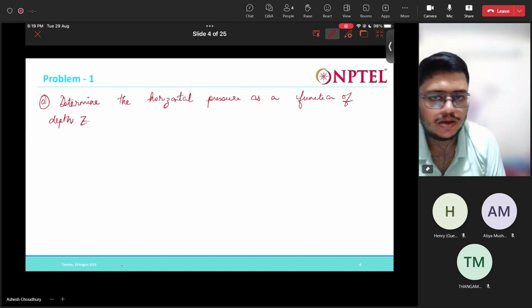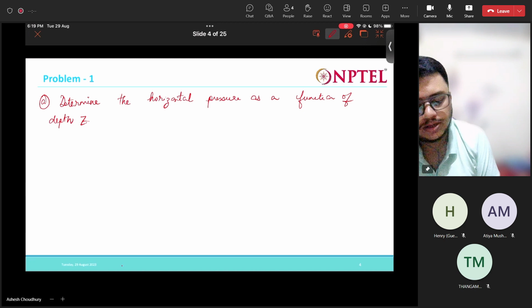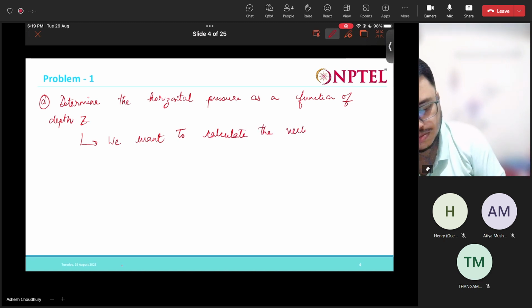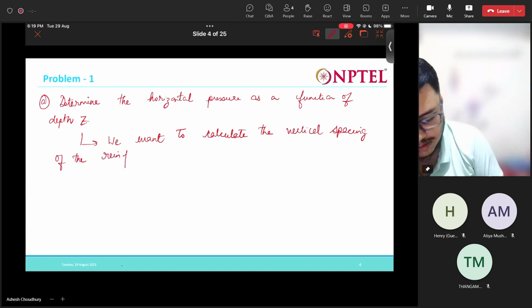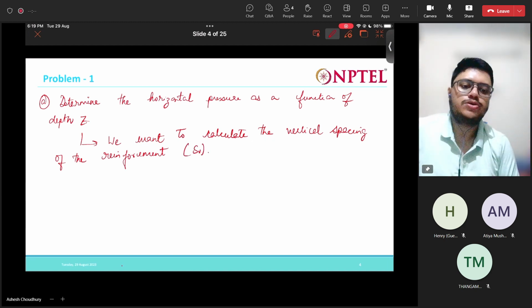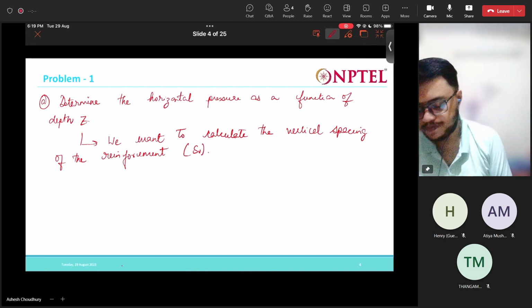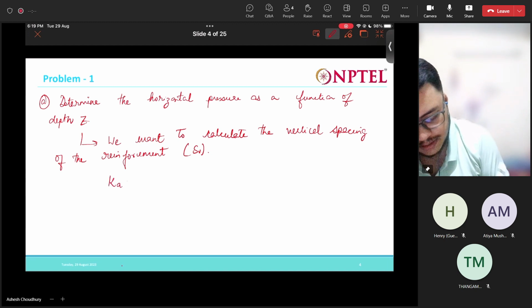And why are we determining this horizontal pressure? Actually, we want to calculate the vertical spacing of the geotextile layers. In order to calculate that, the first step is to calculate the horizontal pressure. Okay, so what will be K?